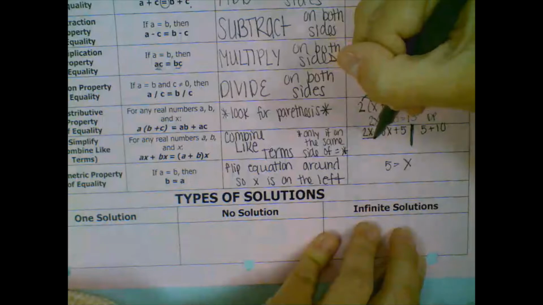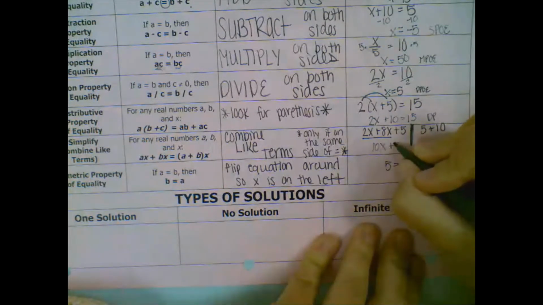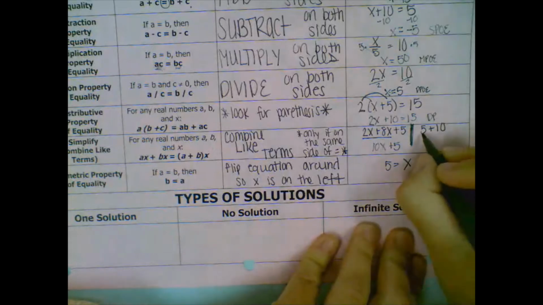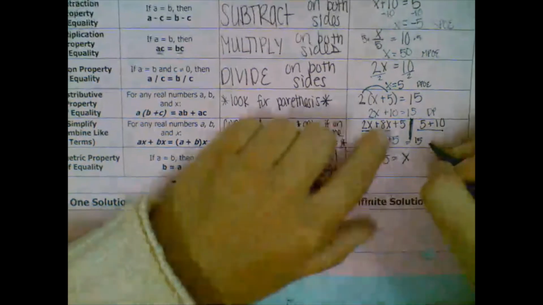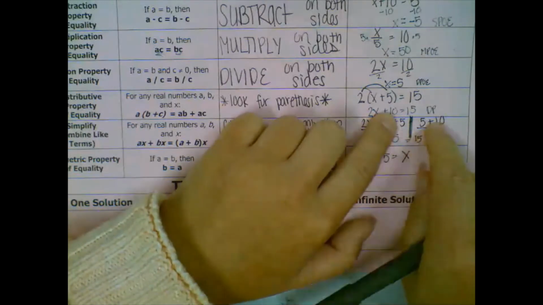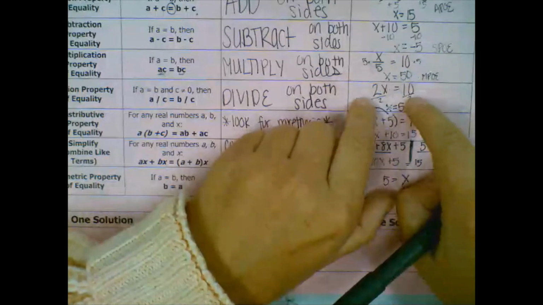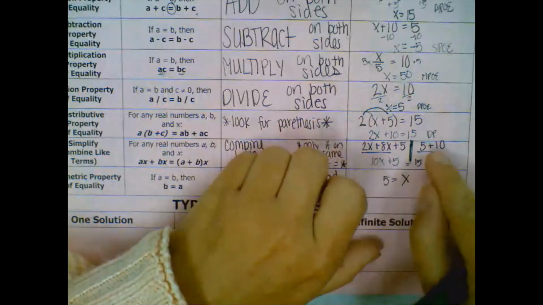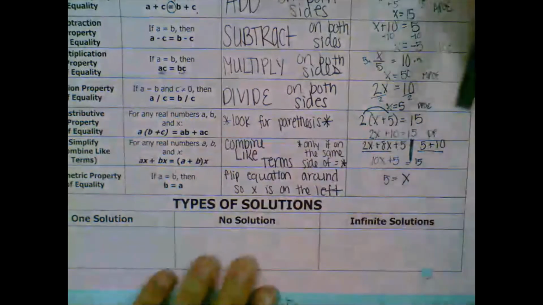For example, 2x and 8x can combine to 10x. So this becomes 10x plus 5. 5 and 10 can combine, and that makes 15. But what I can't do is combine that 5 with the other side. Remember, the only way you can do things on either side is if you do it to both. Combining like terms is not that concept. You're just simplifying or cleaning up each side.